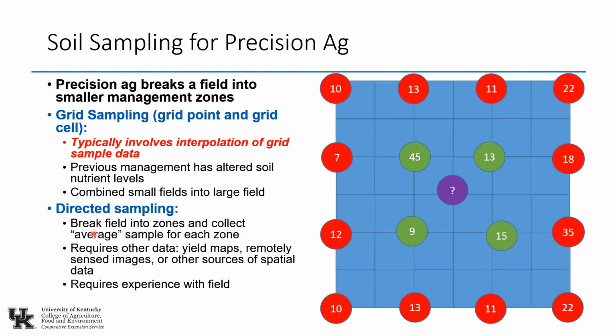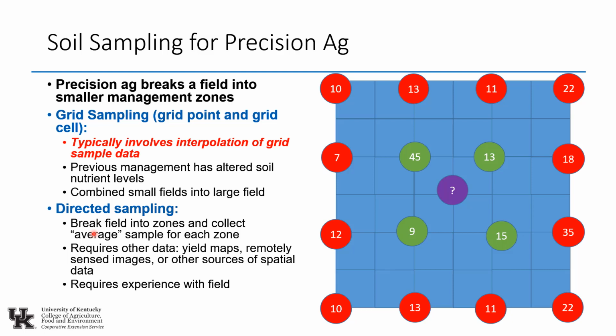Precision ag attempts to break a field into smaller management zones. I think most precision ag uses grid sampling. There's two types of grid sampling: grid point, which I think is the most common method used, and also grid cell. Typically we're going to interpolate grid point data.